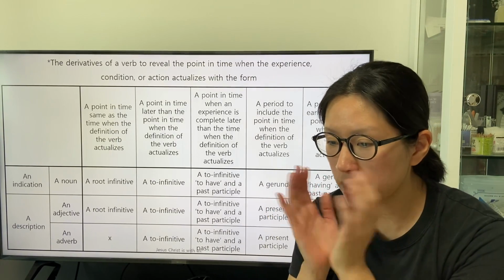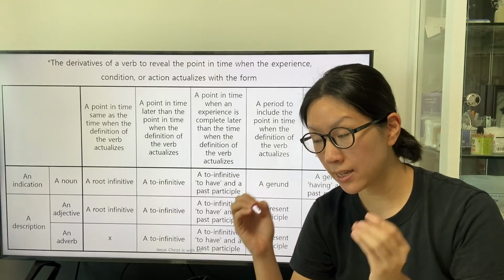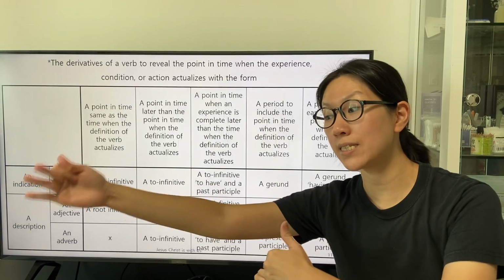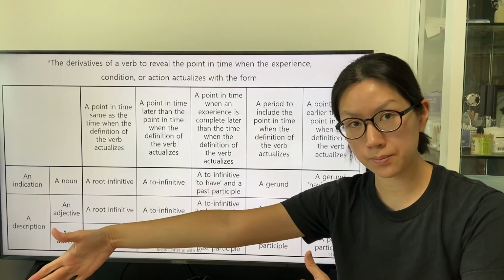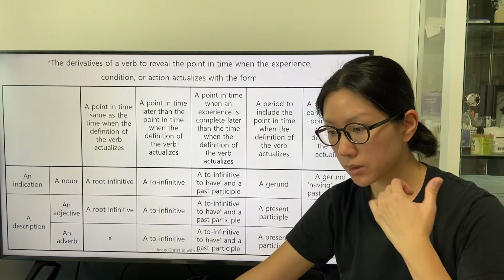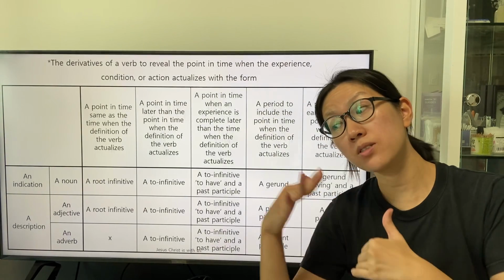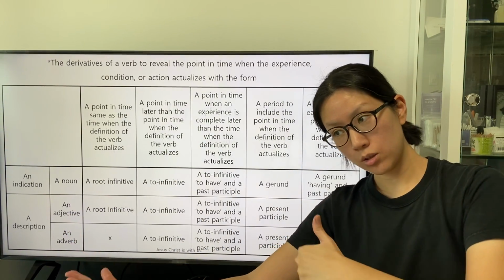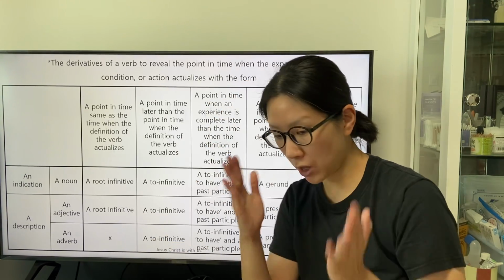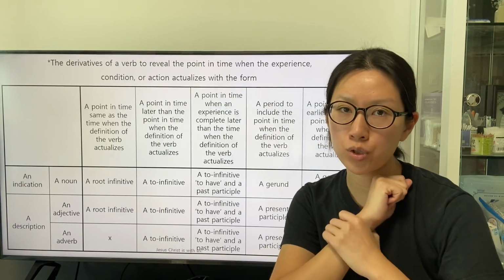There can be an experience stated in the perfect tense, and there can be the proposed experience to be actualized. And the speaker can state the proposed experience to be complete later than the point in time when the subject of the preposition to exists.